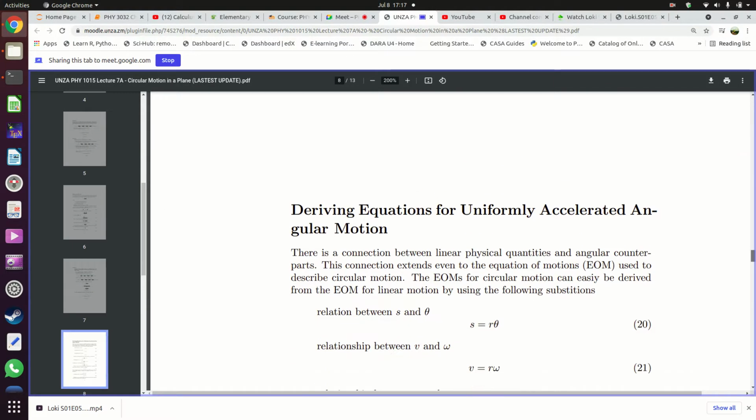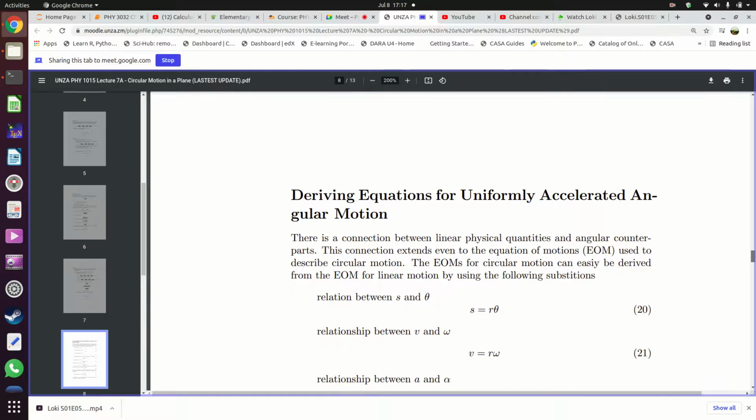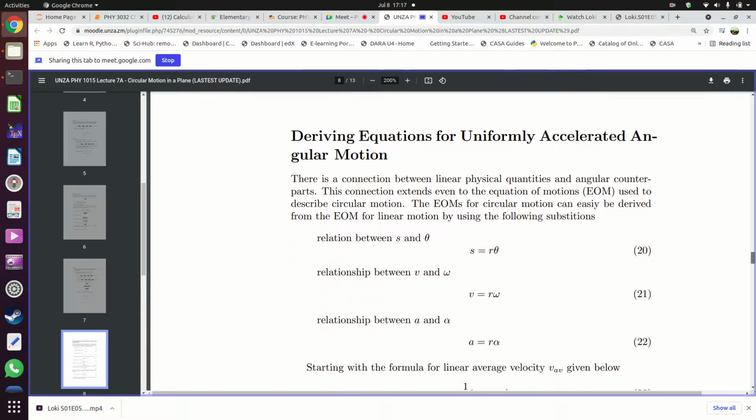Sir, yes. I just wanted to ask, what are the SI units for angular displacement? Radians. Oh, thank you, sir. Then for angular velocity, radians per second. Then for angular acceleration, radians per second squared. I've understood, sir. Oh, okay, fine.